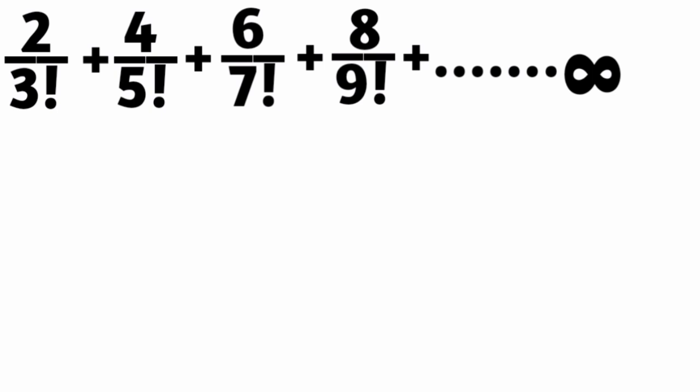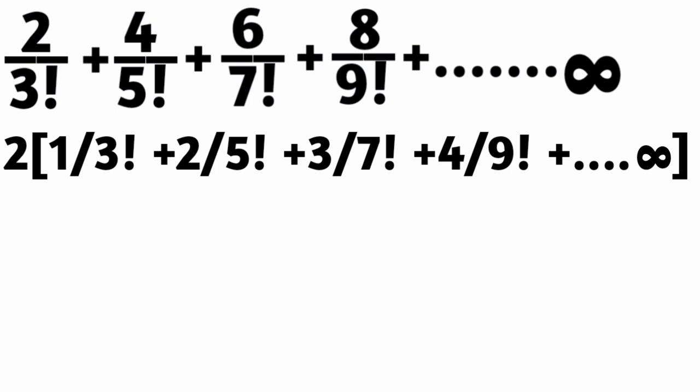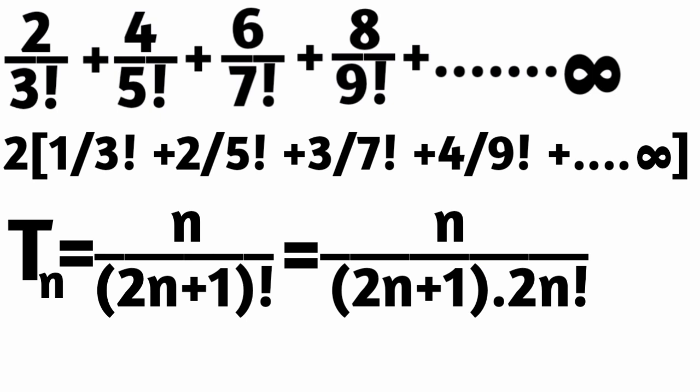Okay. So to prove this series as e power minus 1, we can write the above series also as 2 into 1 divided by factorial 3 plus 2 divided by factorial 5 plus 3 divided by factorial 7 plus 4 divided by factorial 9 plus dot dot dot up to the infinity term. Okay, and now we can use this series to find the nth term. That means we will try to find out the general term of the given new series.